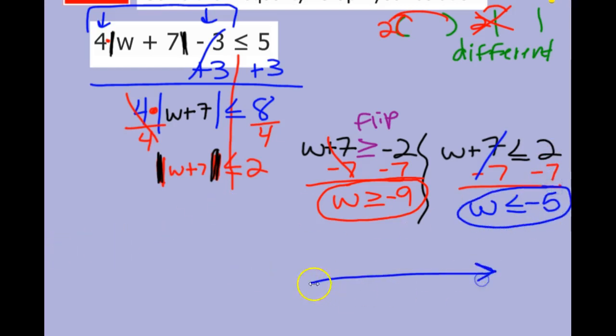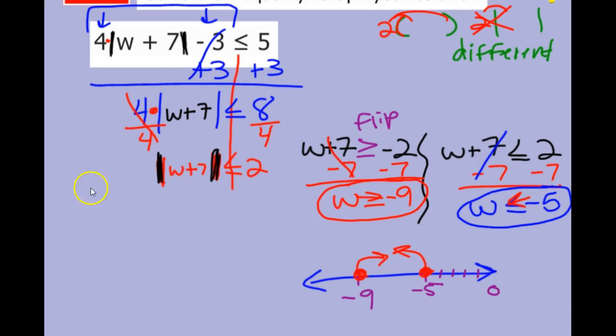So draw a number line to graph this. 9 and 5, they're both negatives. If 0 is here, we'd go negative 1, negative 2, negative 3, negative 4, negative 5, and then way over here would be negative 9. These are both closed circles because of the equals to, and then at negative 9 pointing to the right, and at negative 5 pointing to the left.